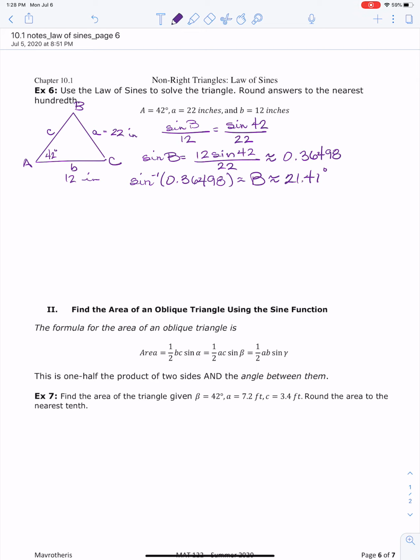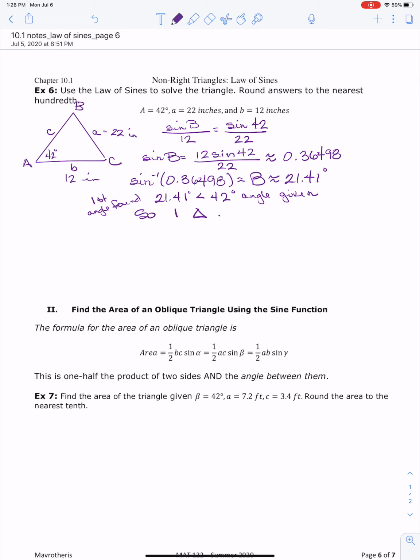Okay, so first angle found. The first angle found is our angle B, 21.41, which is less than the angle that was given. So we're only looking for one triangle.